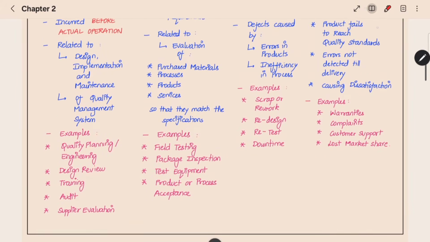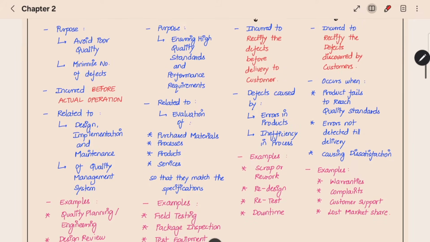Here they have given the examples: quality planning, engineering, design review, training, audit, supplier evaluation. These are all things you check before the production process, and you check them to reduce the number of defects. This is related to design, implementation and maintenance. These costs relate to the activities of the quality management system. You have a quality system that you are designing, implementing and maintaining. For that you are incurring these costs.